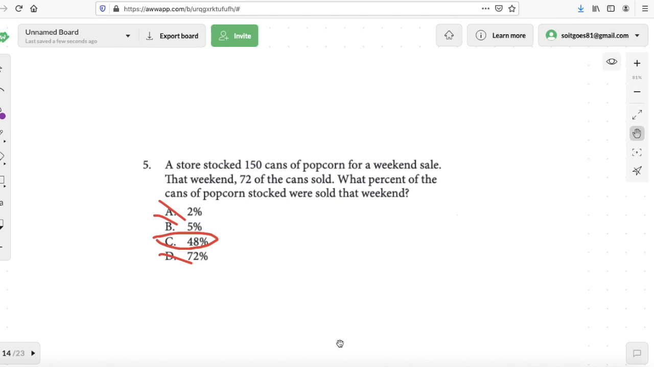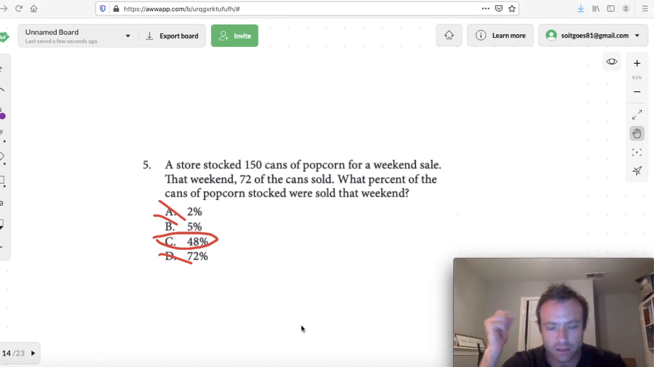Don't complicate it. Does it make sense when I talk about focusing on what these things mean? If you understand what percent means, you're good. 2% means 2 out of 100. We're not talking about 2 out of 100. We're talking about 72 out of 150. It's almost half of them. Half is 50%. Yes. It's got to be C. Which it is.